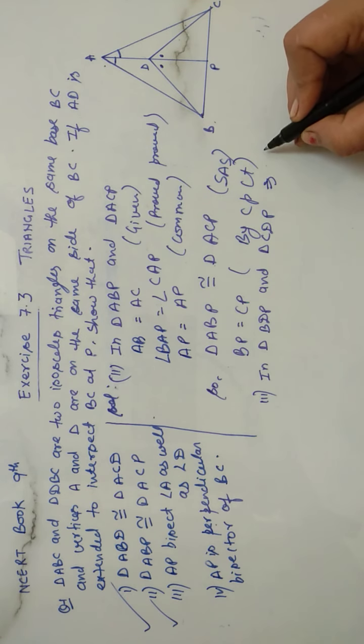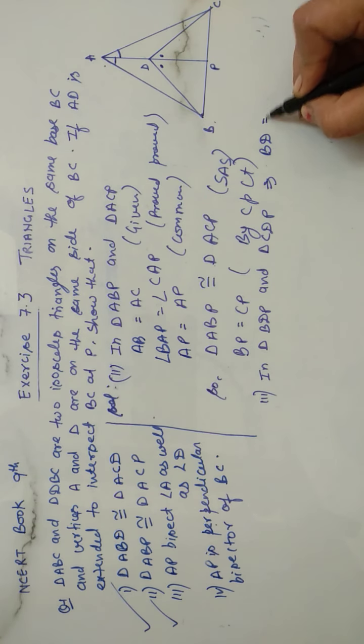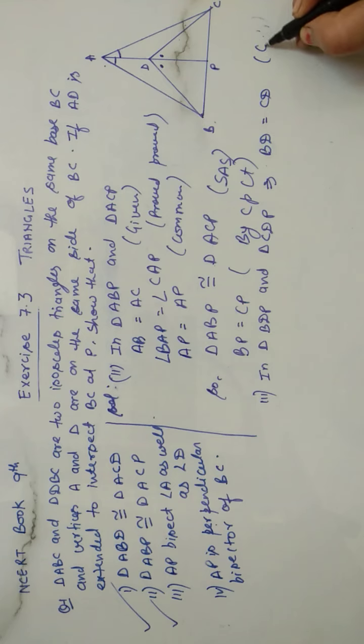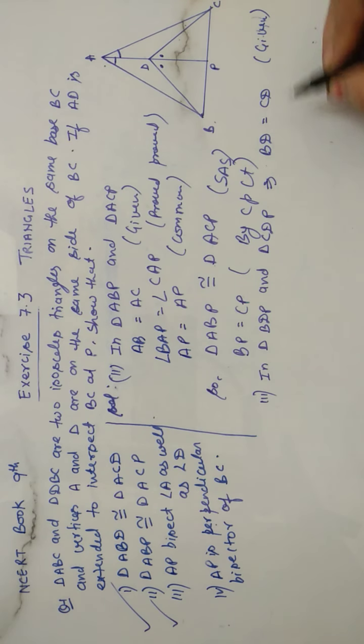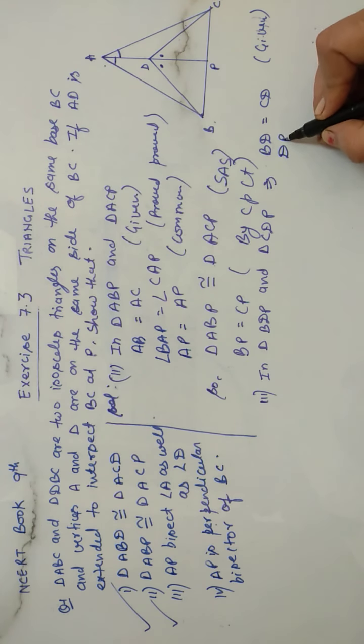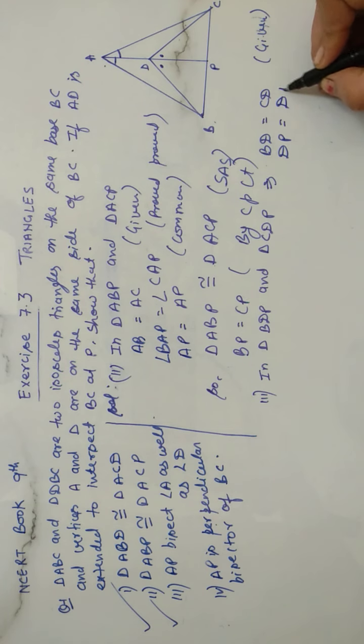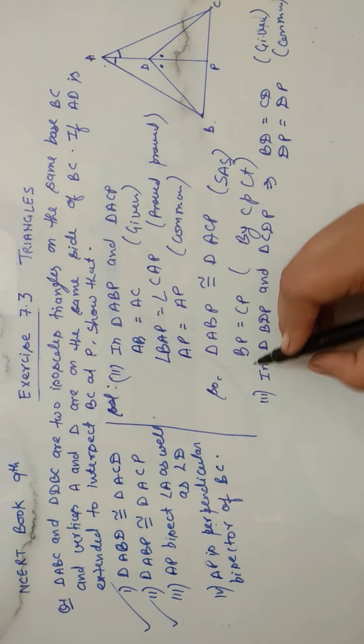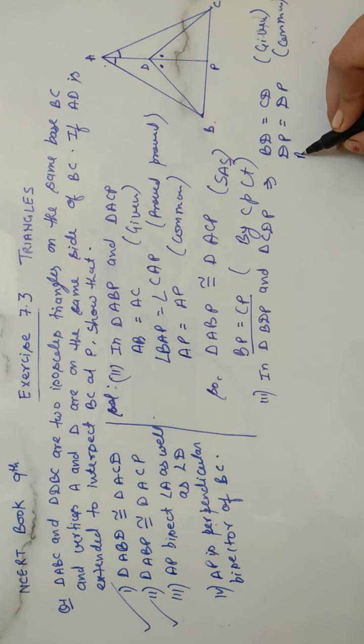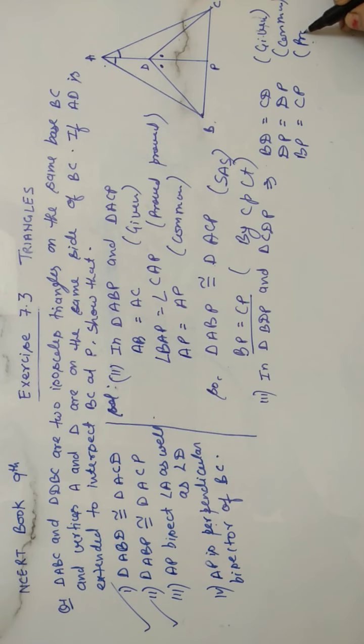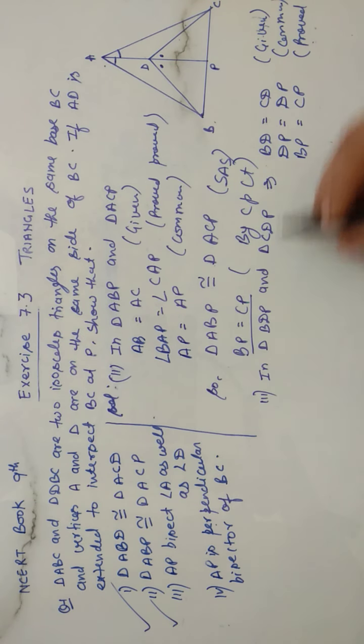In these two triangles we have BD is equal to CD. It is given to us. Next, we have DP is equal to DP. It is common in both. And the third thing is what we have proved, that BP is equal to CP. It is proved above. So all these three points we have proved. Now both triangles are congruent.